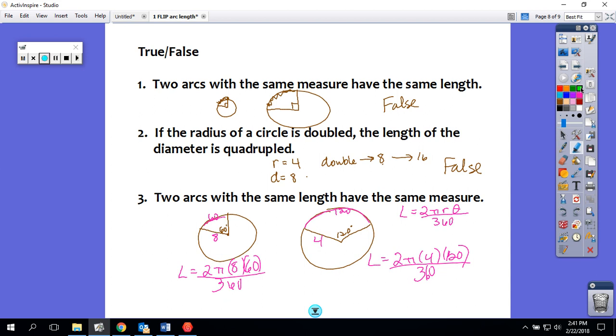Alright, and if we look just at this part that changed, the 4 and the 120 and the 8 and the 60, if I just multiply that, I can see instantly that this is going to work out. 8 times 60, 6 times 8 is 48, so this would be 480. 4 times 120 is also 480. Everything else in the formula is the same. So I know that the arc length would work out to be the same. But notice again that the measures of the arcs are different. The measure here is 60, the measure here is 120. So two arcs that have the same length will not always have the same arc measure. So this is also false.